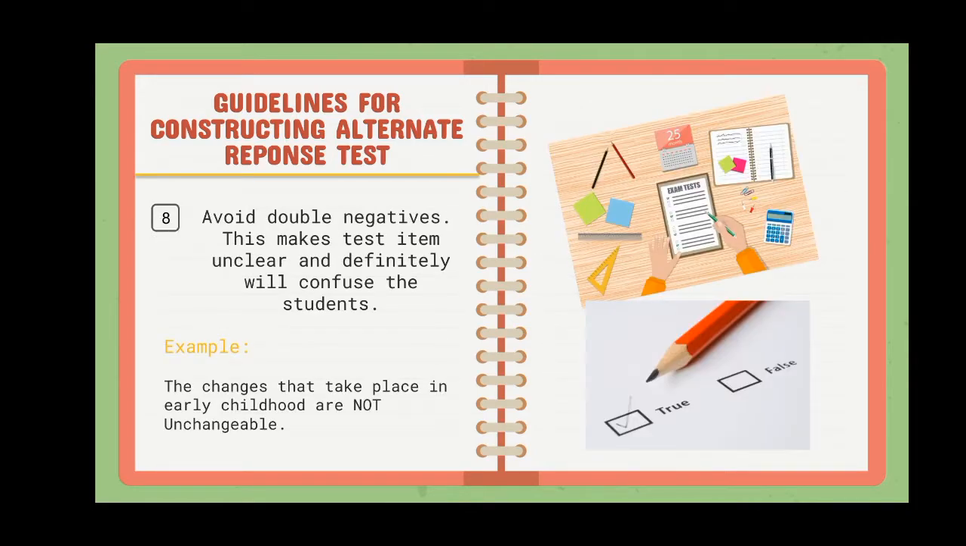Rule number 8. Avoid double negatives. This makes test items unclear and will definitely confuse the student. For example, "the changes that take place in early childhood are not unchangeable." The test item simply means the changes in early childhood are changeable.